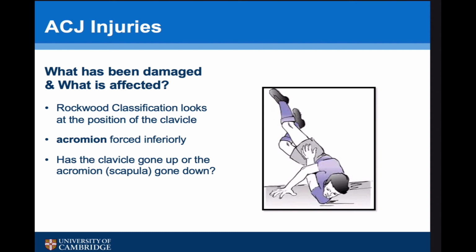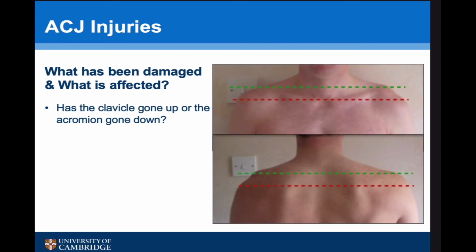If we have a look at this picture of a patient from the front, if we actually draw lines, we can see that the tips of the lateral end of his clavicle in the AP view are at the same height. But actually, if we look at him from behind, we can see his clavicles are the same height, and it's in fact his scapula that has dropped down on the right hand side.